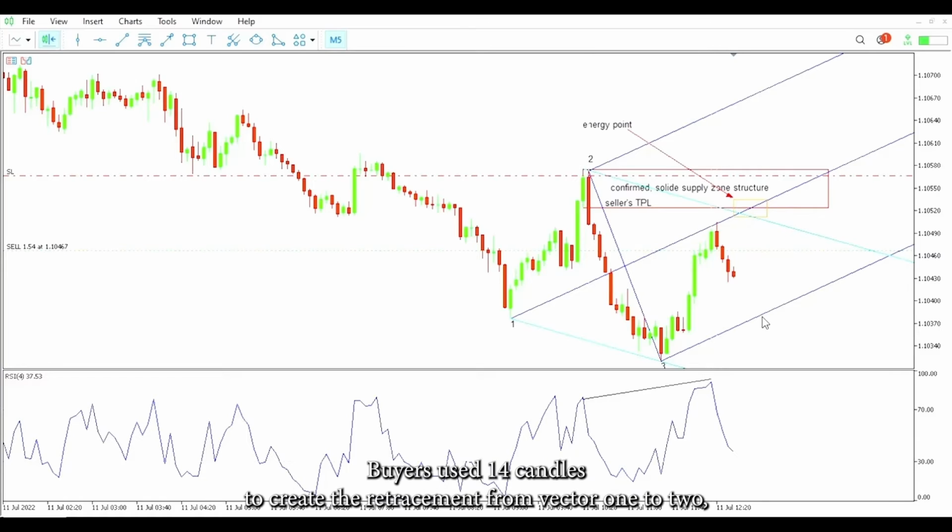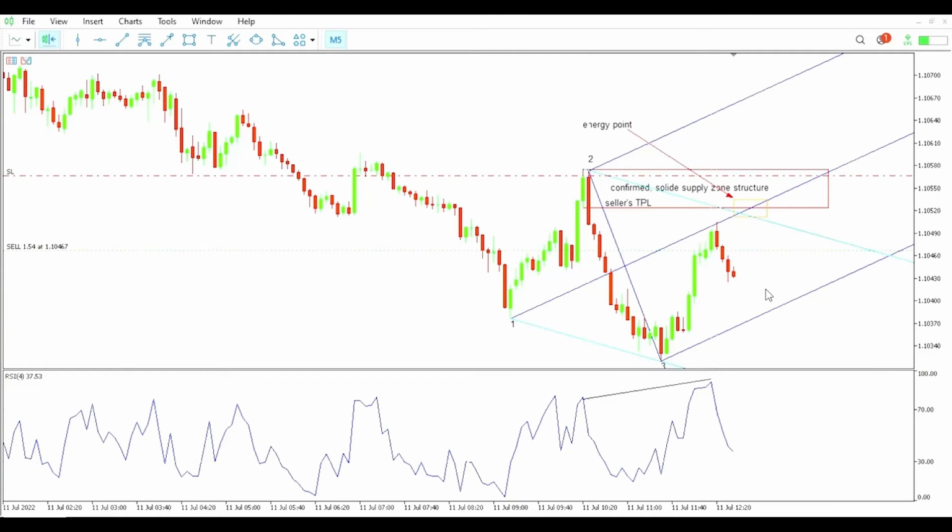From Vector 1 buyers used 14 candles to create the retracement from Vector 1 to 2, while sellers only needed about 5 candles to cover the same distance. Note that Vector 3 is closed noise-free below Vector 1. This means that Vector 2 is rendered confirmed and solid supply structure of this market. This is why I draw a supply zone at Vector 2. This zone comes out of the turning point as the lower limit and the extreme of Fractal Candle 2 as the upper limit.